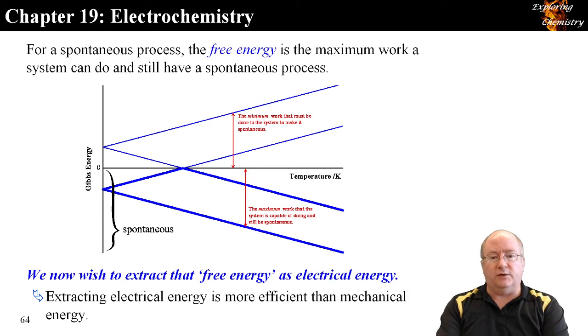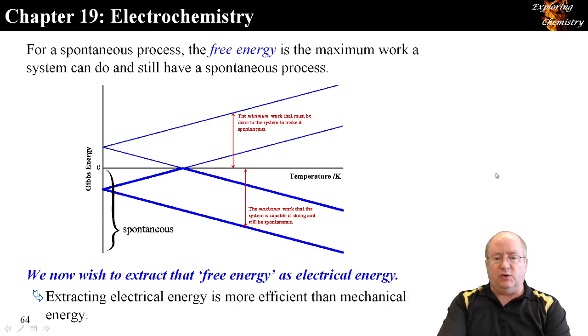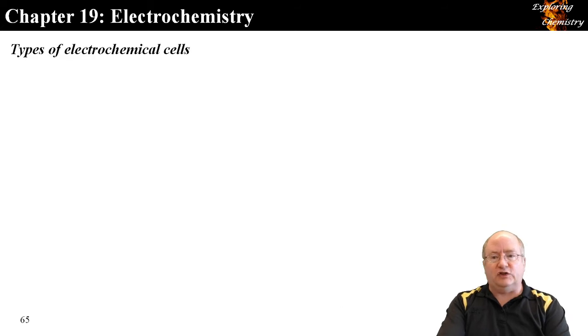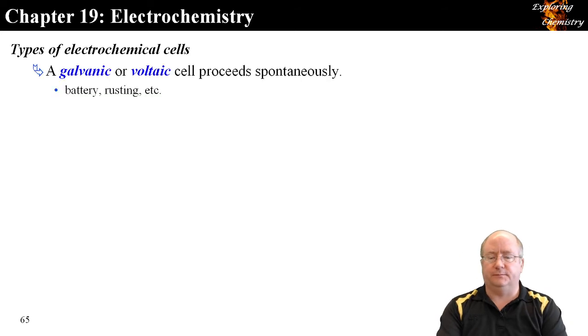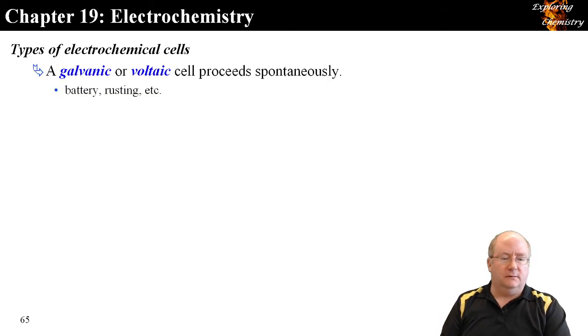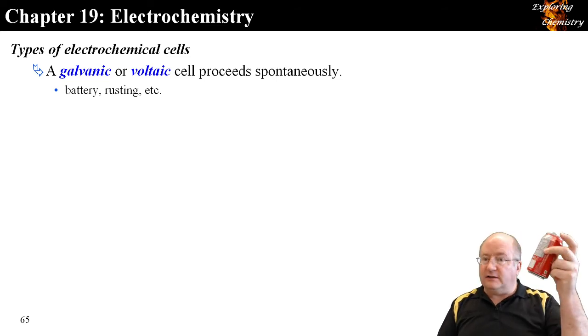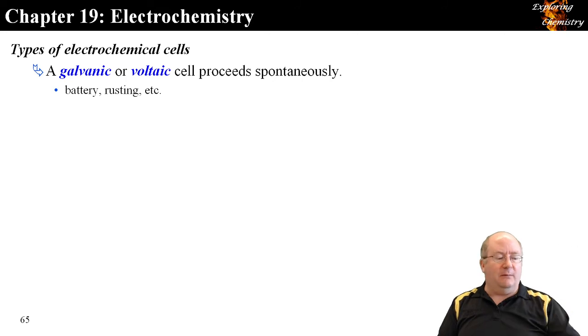Okay, we're going to do one more slide just to take us to a nice stopping point. And that is to look at the types of electrochemical cells. We have a galvanic or a voltaic cell. The terms are used interchangeably. It proceeds spontaneously. Battery, oxidation. We had the reaction we just did in the fume hood with regards to the aluminum can. That was an electrochemical process that oxidized the aluminum of the can. That's a spontaneous process.